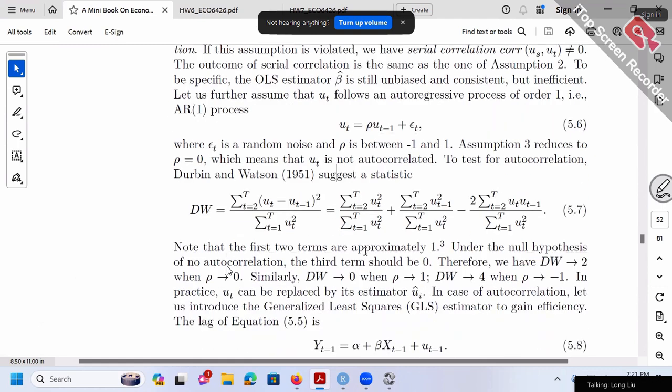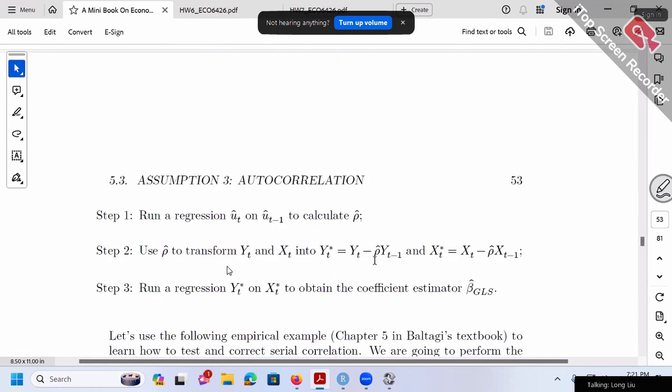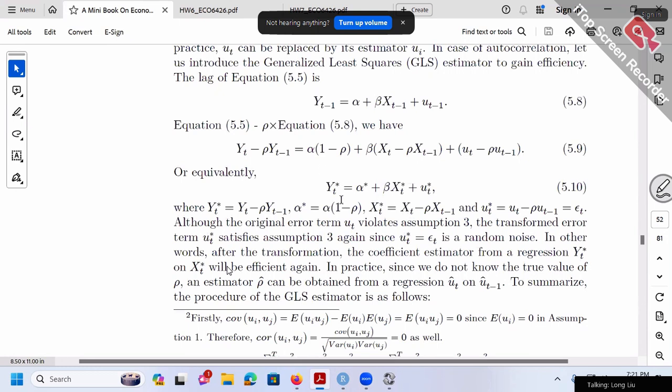then let's take a closer look at the transformation. If rho is exactly zero and you plug in zero right here, y star basically reduces to y, and x star also reduces to x. So your true GLS reduces to OLS if rho happens to be zero. In other words, if you're lucky and there's no autocorrelation at all, then OLS and true GLS happen to be exactly the same. So that's the two cases. Let's summarize. If rho is zero, then true GLS reduces to OLS. They two are the same.